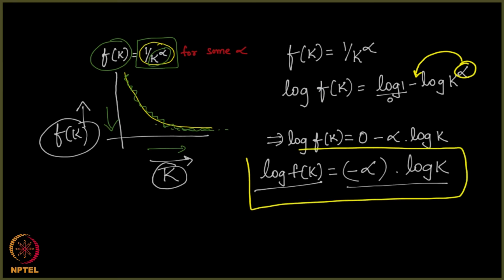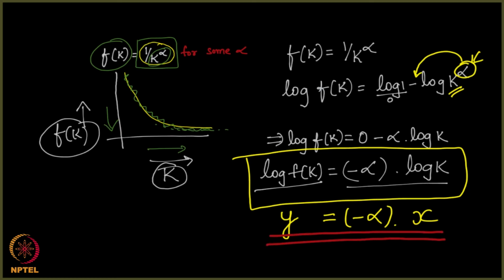You see that, look, this is a variable, let me call it some y, which is equal to minus alpha. Please note this is a constant. Minus alpha is a constant because it's the power of k, and k is the variable here, times log of k, which I am going to replace by, let's say, variable x. So as you can see, you're getting an equation of a straight line, y equals minus alpha times x.